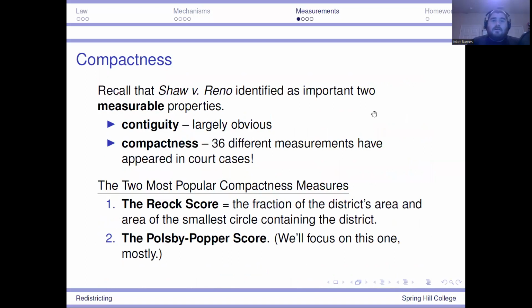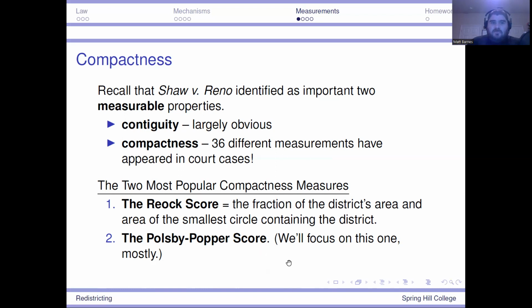Okay, so let's talk about compactness. That was that measurement in Shaw versus Reno, right? That is mentioned along with contiguity. So everything has to be one piece. Cool. Compactness, though, that's an entirely different term. Now, there's a lot of mathematical definitions for this. In fact, there are 36 different ones just that have appeared in court cases. So a lot of different ways we can look at compactness in this sense.